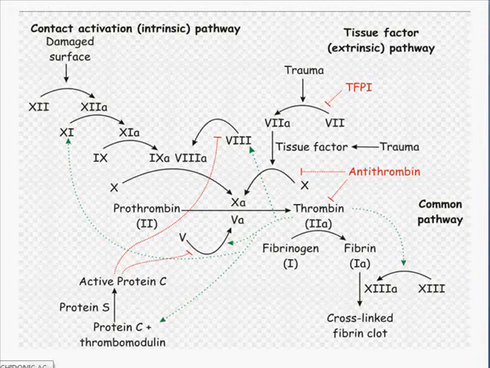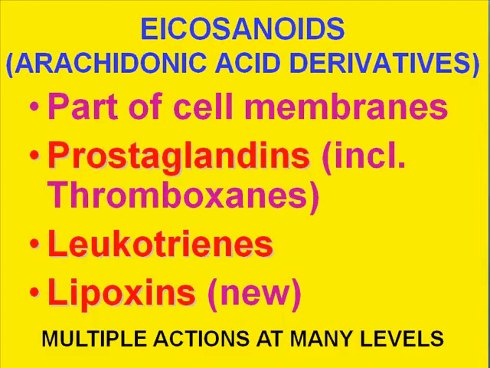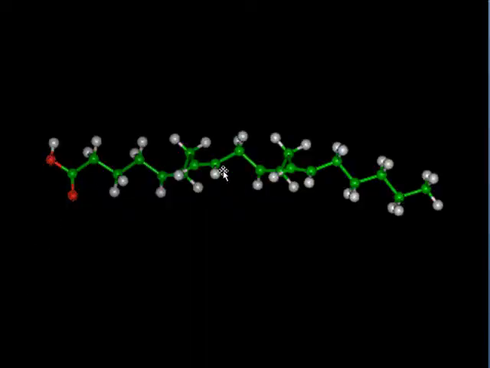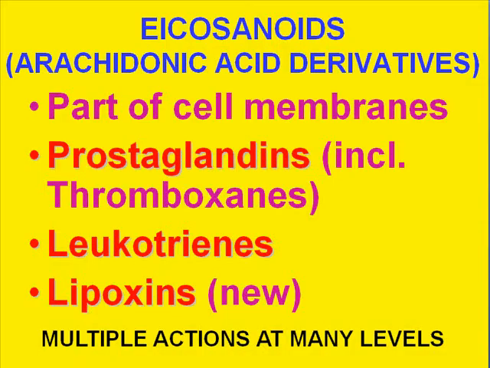Eicosanoids. Well, those are all things that look like this. Here's your arachidonic acid. If you counted the little green balls, it'd be 20. It's a 20 carbon fatty acid. It's part of cell membranes, and the main classes of eicosanoids are prostaglandins, which include thromboxanes, leukotrienes, and lipoxins. And the substances which are enzymatically produced in these three branches cause the effects that we see in acute inflammation at many levels.